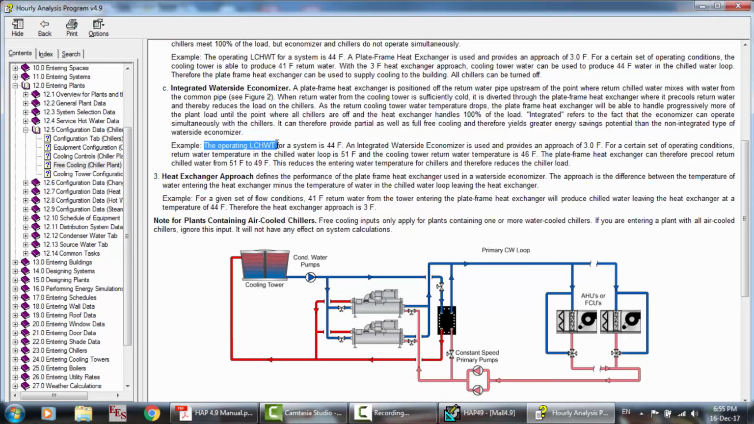So for example, the operating LCHWT for a system is 44F. An integrated water-side economizer is used and provides an approach of 3 Fahrenheit. For a certain set of operating conditions, return water temperature in the chilled water loop is 51 Fahrenheit and the cooling tower return water temperature is 46F. The plate frame heat exchanger can therefore pre-cool return chilled water from 51F to 49F. This reduces the entering water temperature for the chillers and therefore reduces the chiller load.